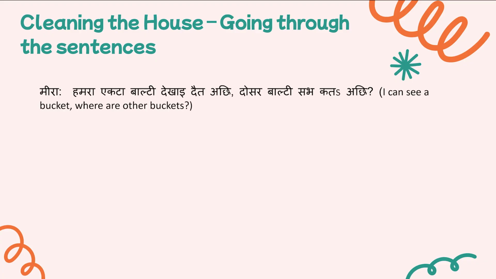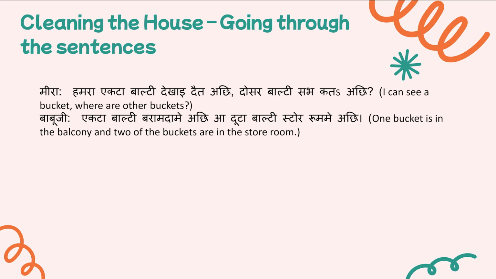Next sentence, Meera says, हमरा एकटा बाल्टी देखाई दैत अछि. दोसर बाल्टी सब कतऽ छै और कतऽ अछि? Then Babuji says, एकटा बाल्टी बरामदा में अछि आ दूटा बाल्टी स्टोर रूम में अछि.